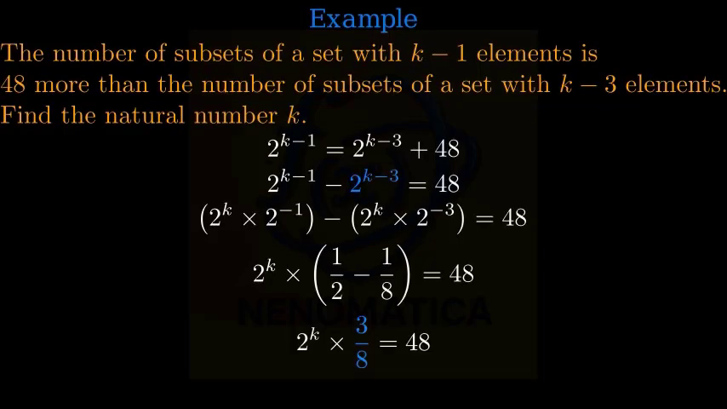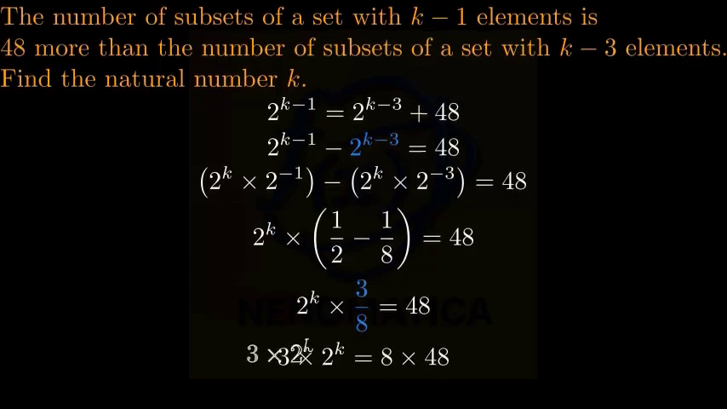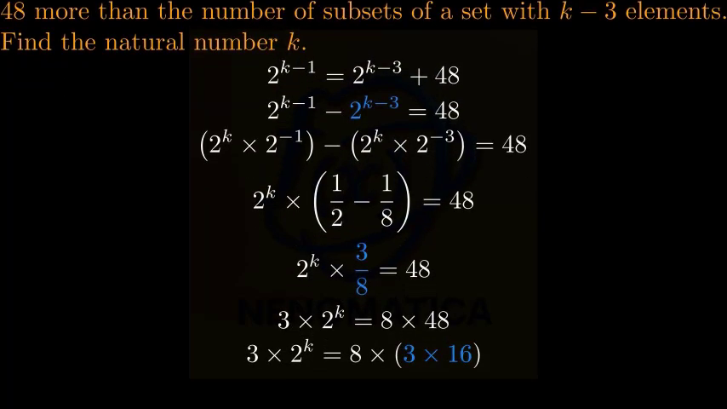Let's simplify the expression inside the parentheses. 1 over 2 minus 1 over 8 equals 4 over 8 minus 1 over 8, which is 3 over 8. To isolate 2 to the power of k, we multiply both sides of the equation by 8 over 3. Let's simplify the right side. 8 times 48 equals 8 times 3 times 16, which is 384.